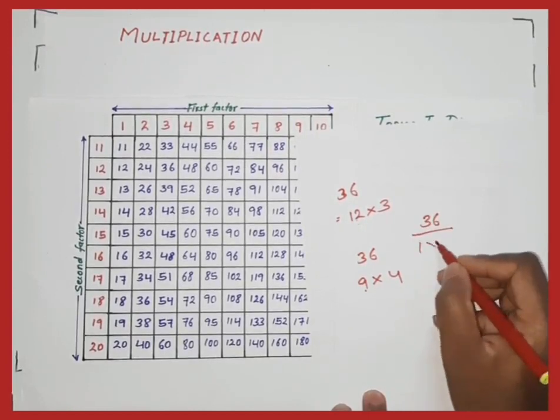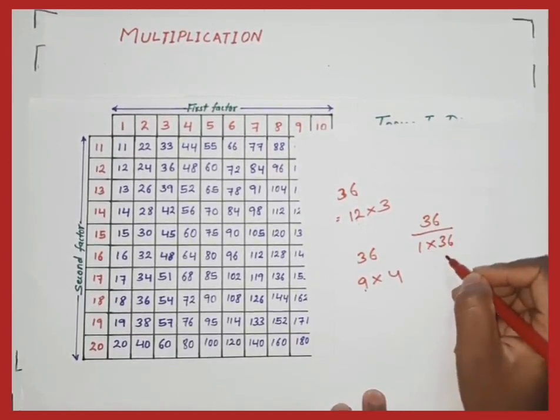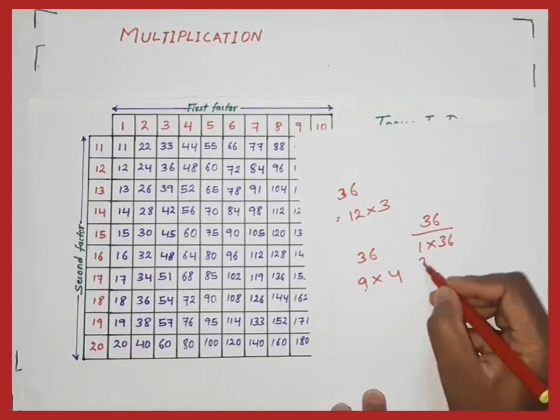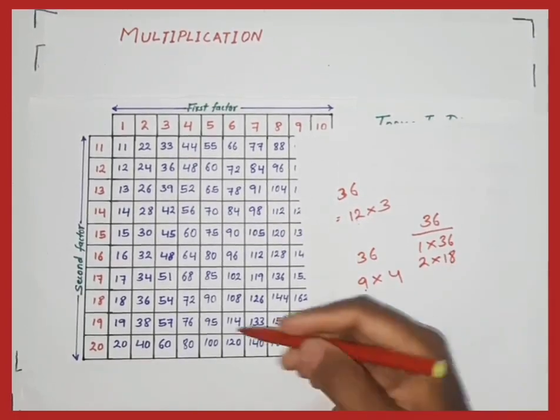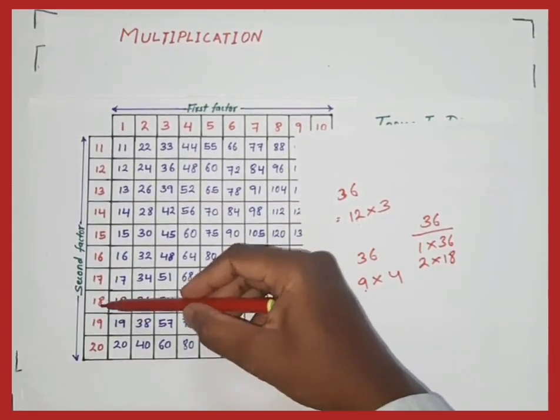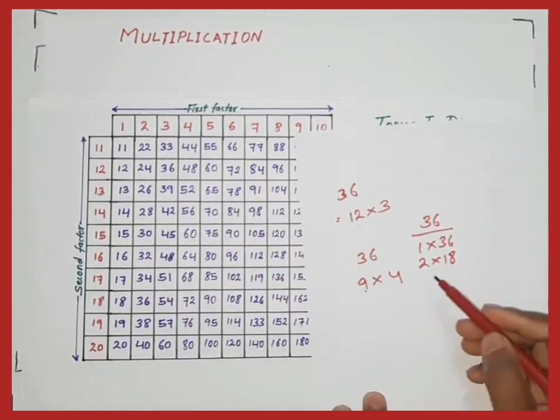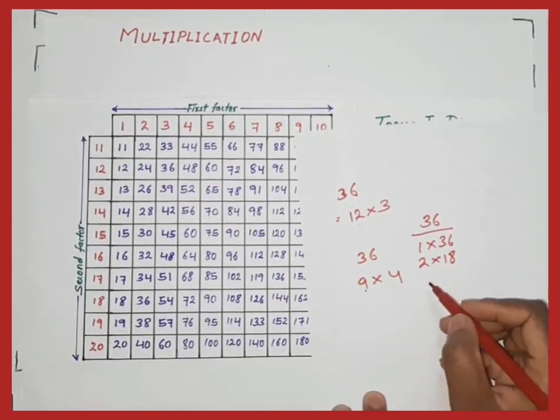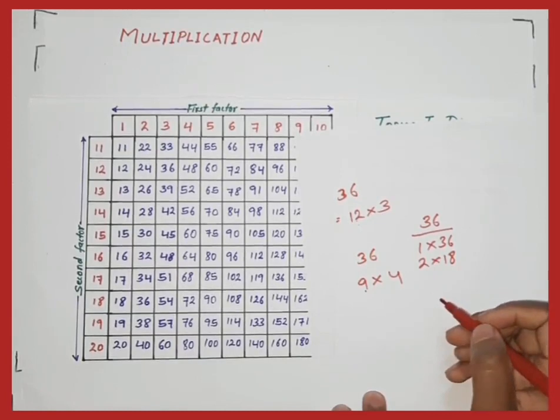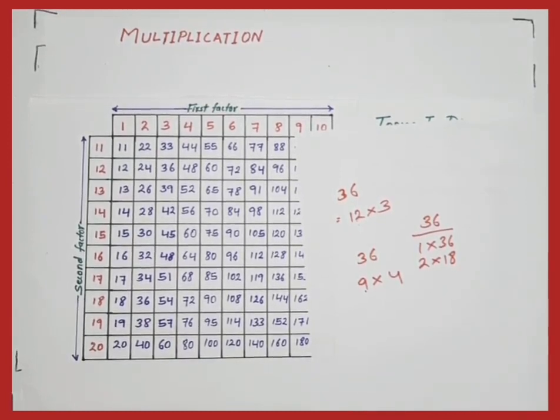Like here, 1 into 36, 1 and 36 are also its factors. 2 into 18. Here if you see, 18 into 2 is 36. So 2 into 18 is also its factor. Yes or no? So these are the factors we will learn when we start the LCM chapter or the HCF chapter. I will discuss this factor with you then, isn't it?